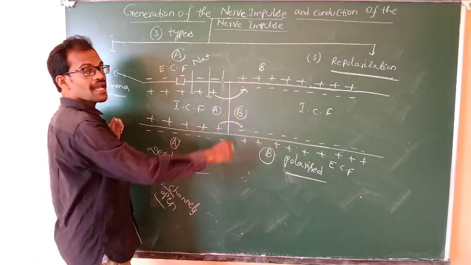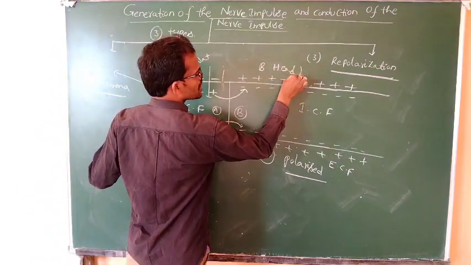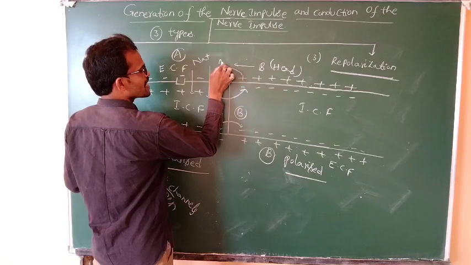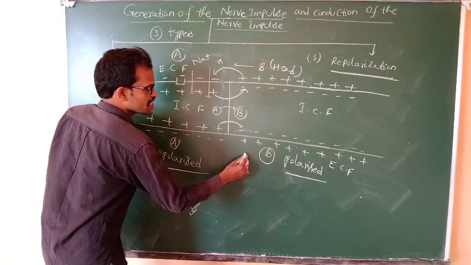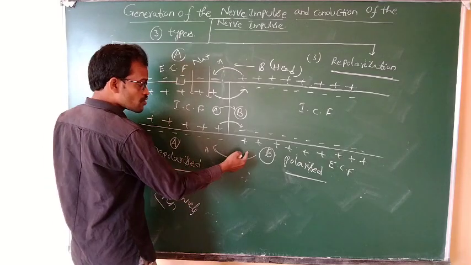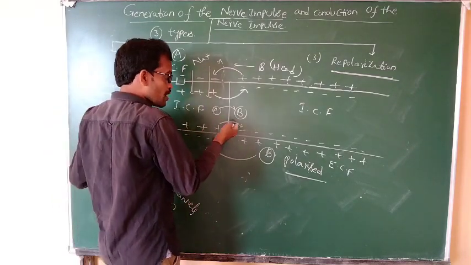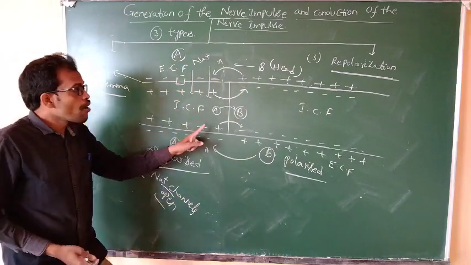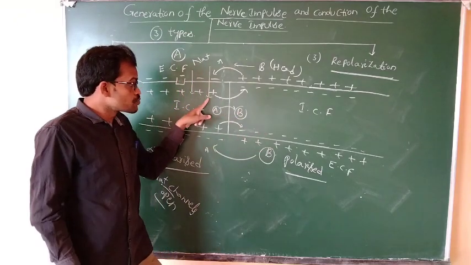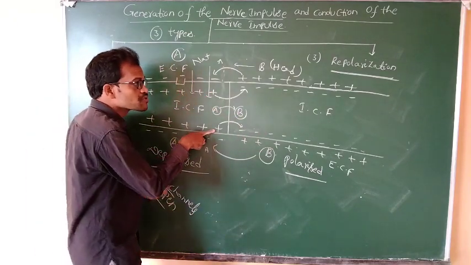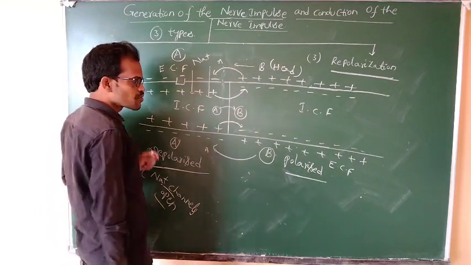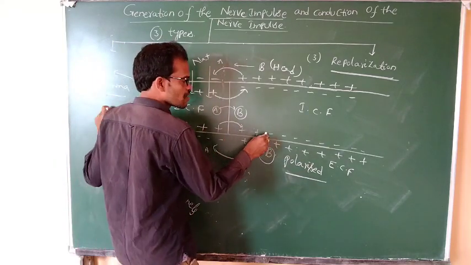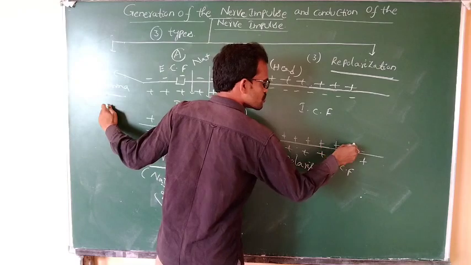Then positive ions also move from B to A, and from A to B. Positive ions move toward the negative. The positive ions move into the next region of the neurolemma, and that region becomes positive.